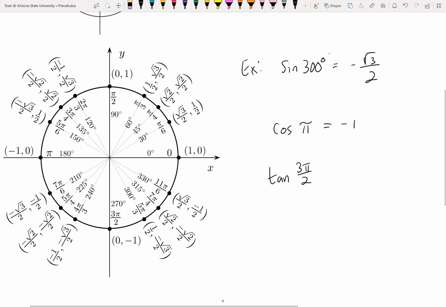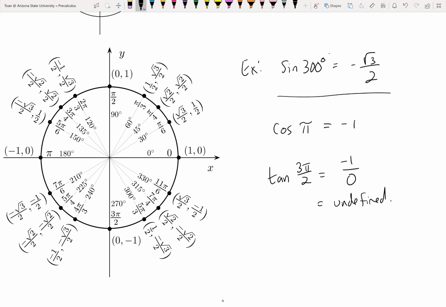So I look at 3 pi halves. Here we go, 3 pi halves. So I do the y value, negative 1, over the x value of 0. Don't just leave it like that. You actually have to do some thinking. You should know that, oh no, we can't divide by 0. So this is actually undefined. So just do a little bit of thinking, guys. Don't just run on autopilot. But this is a valid method. Just memorize this picture and go with it.